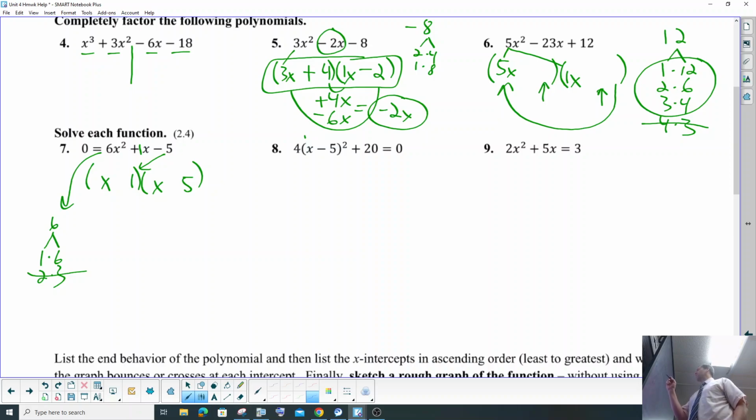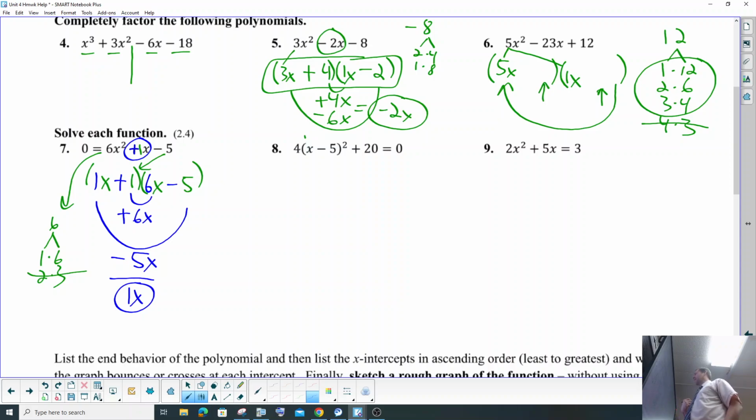So I'm thinking if we do 6 first, that would be wrong because that would be 30. So let's actually put the 1 first, okay? So we're going to go ahead and put a 1 there and a 6 there. 1 times 6 is 6x. 5 times 1 is 5x. So the sign in the middle term goes with the bigger number, so that's the 6x. And then 6x minus 5x is 1x. So we got our middle term. So it's going to be a negative there.